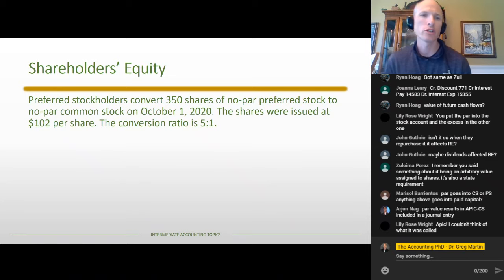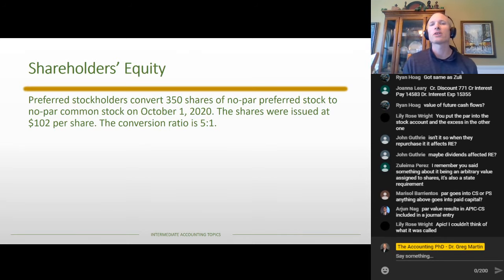Let's talk about conversions. With preferred stock, remember one of the options is that it can be converted. So sometimes you might have convertible preferred stock. I'm just going through an example of this very quickly. Preferred stockholders convert 350 shares of no par preferred stock to no par common stock. On October 1st, 2020, the shares were issued at 102, and the conversion ratio is 5-1.